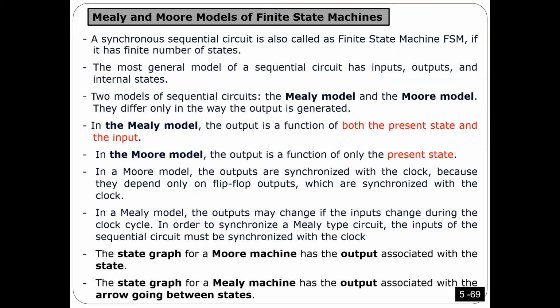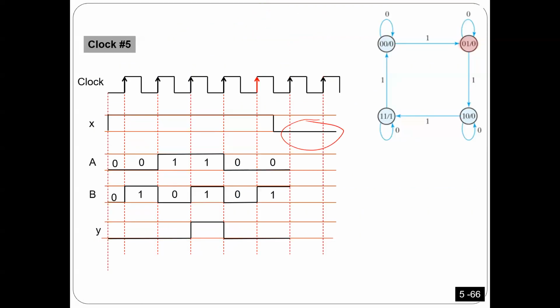Okay. Now, I told you I put the output here instead of putting the output on the arrows here for a reason. It's a very small thing, okay? It's not a big deal, but you need to know it, okay?